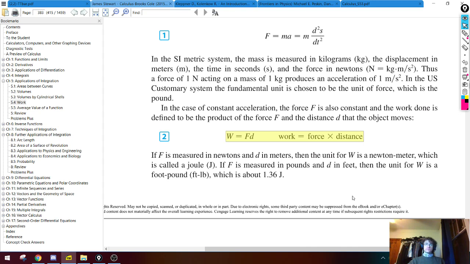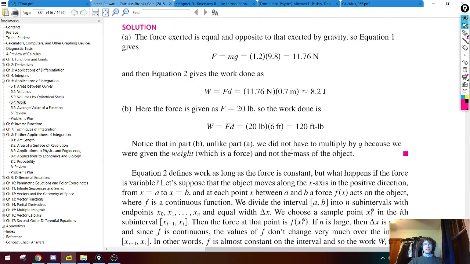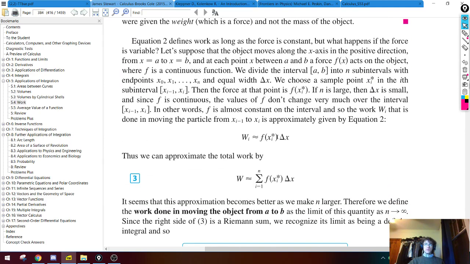Wait, this is a calculus book. Why are they going over physics? Yeah, I mean, physics is just calculus with flavor. True.